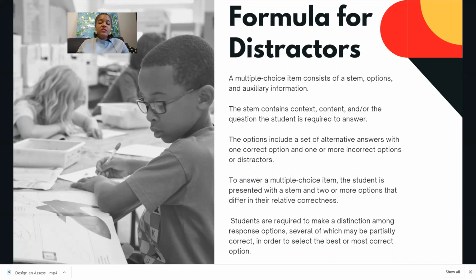And students are required to make a distinction among the response opportunities, several of which could be correct, but they must select the best, which is the correct option. The other options cannot be correct, only one correct answer. But you have some that are really, really good. There was just a better answer.